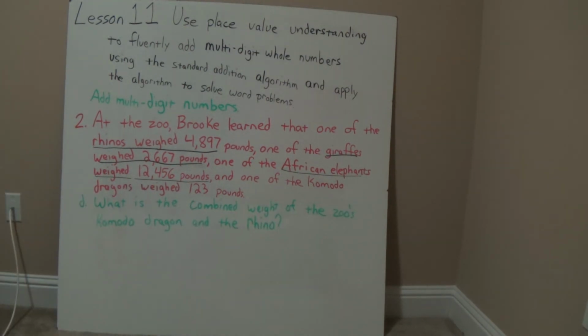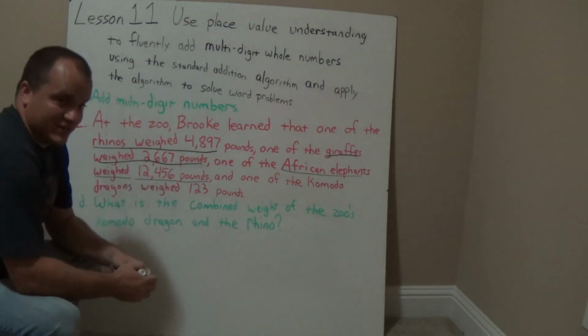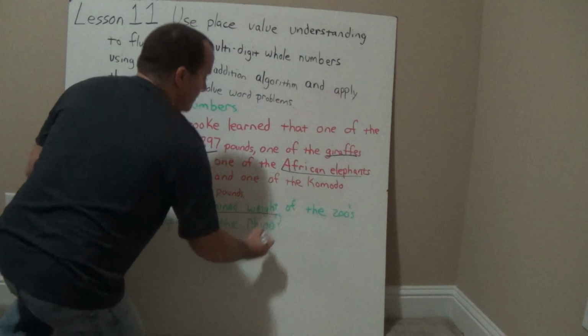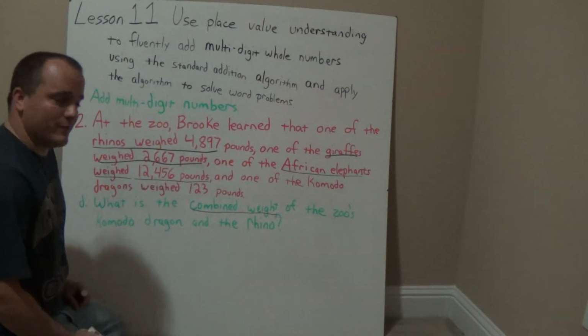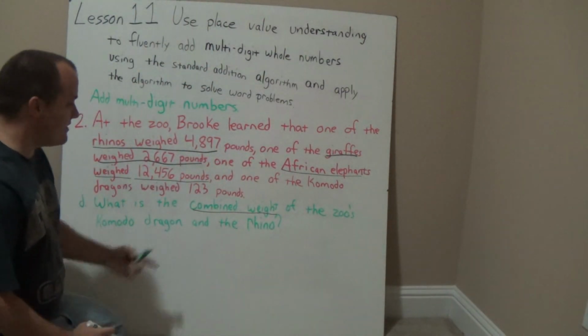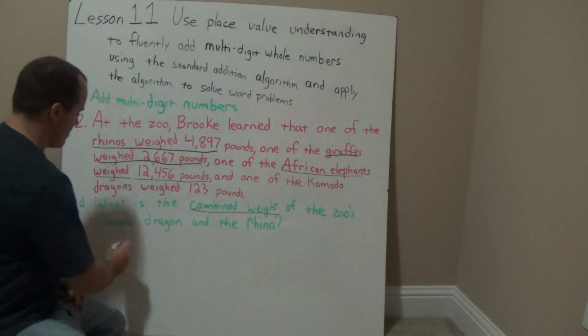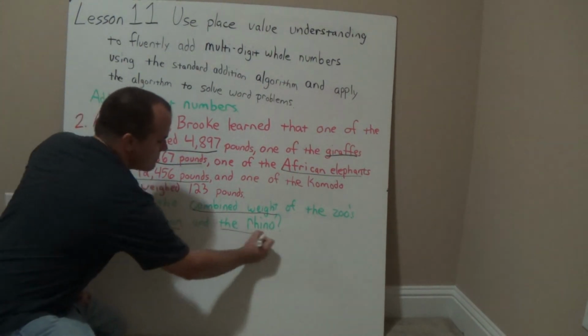And here we go on the grand finale of question number 2 on our homework. Question number 2D. What is the combined weight of the zoo's Komodo dragon and the rhino? So here we are again. We still see this word combined weight. By now we know combine means to add, so we're going to add the weights of the zoo's Komodo dragon and the rhino.